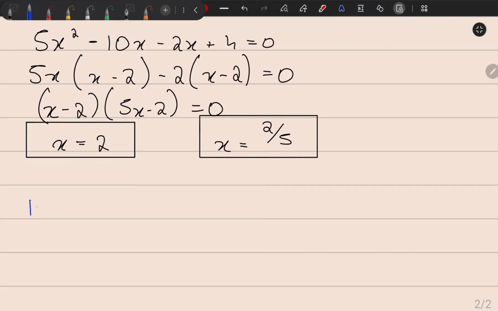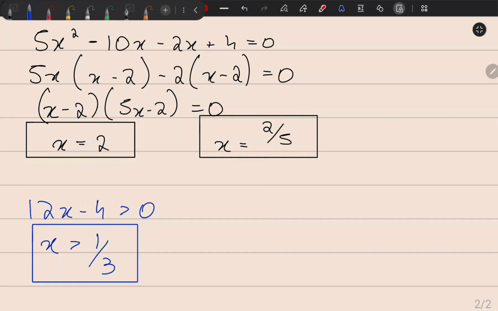What we had was 12x minus 4 has to always be greater than 0. Therefore, x has to be always greater than 1 upon 3. And in this case, it doesn't matter because both our values are greater than 1 upon 3. But if we found x to be lesser than 1 upon 3, then we would reject that value because it does not satisfy our question and it's a false value.